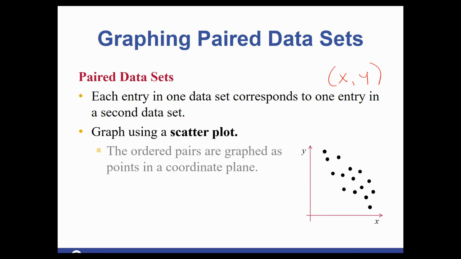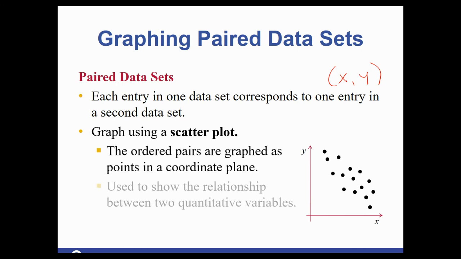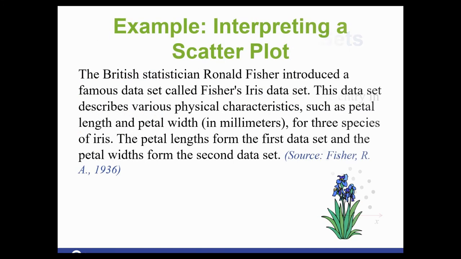introduction of the term. The ordered pairs are graphed as points in a coordinate plane, and they're used to show the relationship between two different quantitative variables. And later in chapter 9, we'll discuss things like correlation, the line of best fit, whether you can make correlations between them in causation. So here's just a brief example.